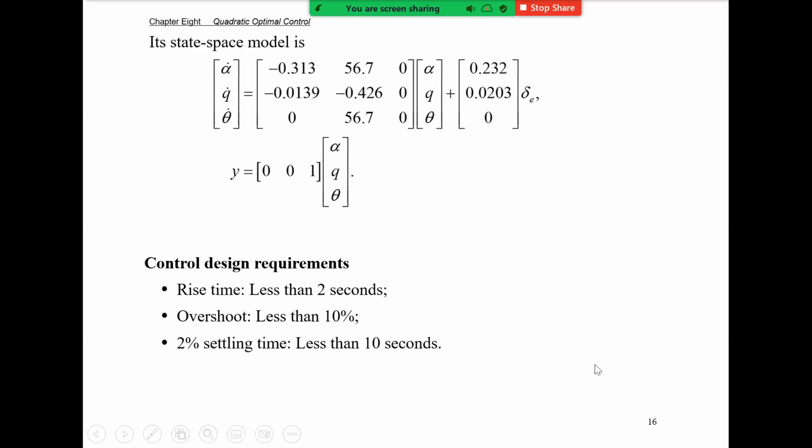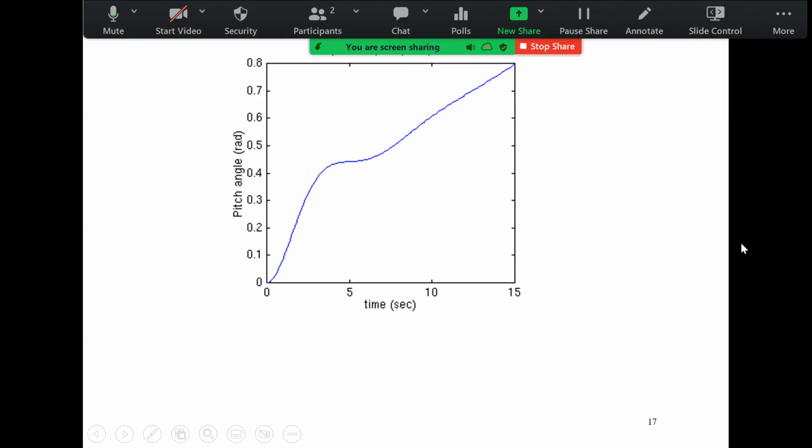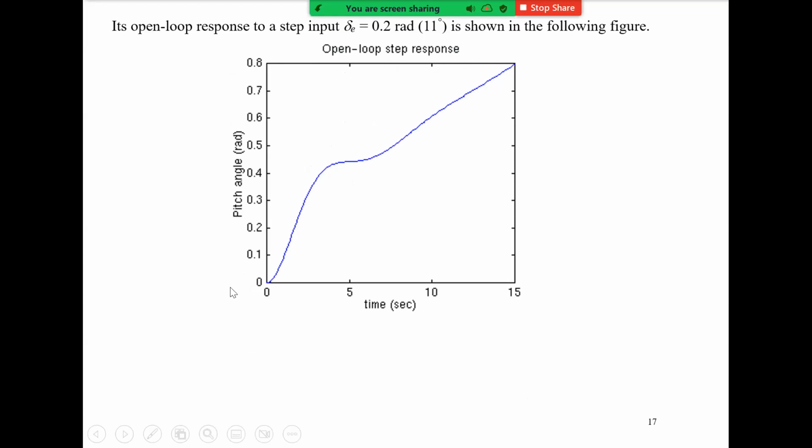But before we design the controller, let's see what happens if we don't use any feedback control. What is the step response of the open loop? If we apply just a constant deflection of the elevator, this will be the pitch angle. It just increases like that. This is the step response.